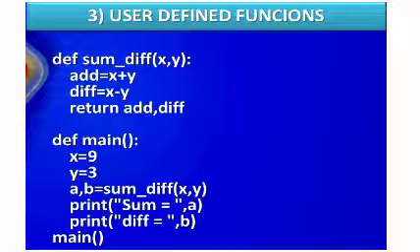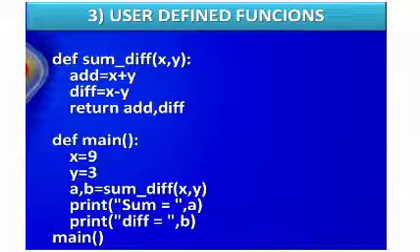Then we calculate x plus y, which means adding the values of x and y, and diff is a variable that contains the difference, x minus y, and we return both the sum and the difference. Then we define the main function, with x value 9 and y value 3, and we call the function sum_diff here, passing the x and y values.